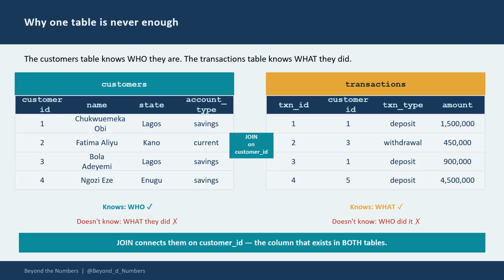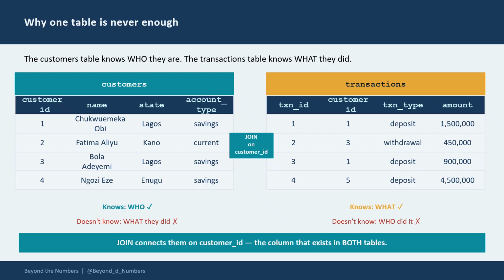Now, moving on, why is one table never enough? Look at what we have here. On the left, the customers table, it knows who our customers are. It knows the names, the state, account type, dates joined, but it has no idea what they have done with their accounts. On the other hand, on the right side, you have the transactions table. It knows what happened. Every deposit, every withdrawal, every transfer with the amount and the date, but it does not know the customer's name. It only knows the customer ID.